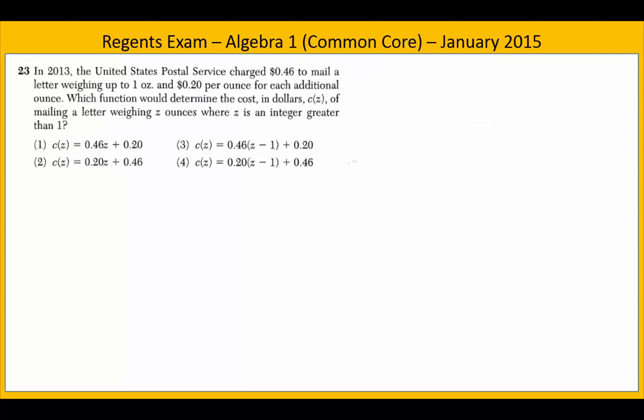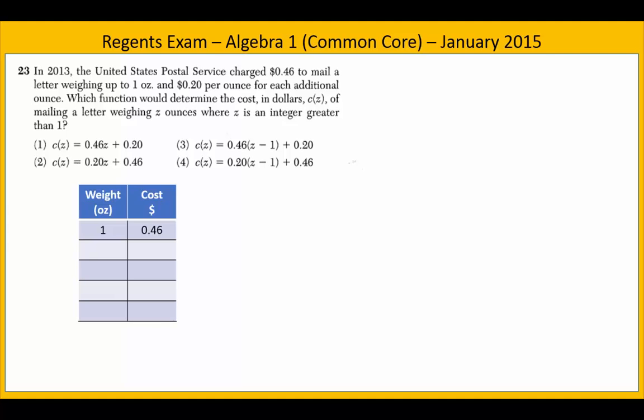In exercise 23, we're told that the Postal Service charges 46 cents to mail a letter weighing up to 1 ounce, and that each additional ounce costs 20 cents more. Let's take a moment to understand this problem a little more clearly, because you might be tempted to choose one of the choices that's clearly incorrect. Let's create a table. 1 ounce costs 46 cents, and each additional ounce is 20 cents more, and so it increases at a rate of 20 cents per ounce.